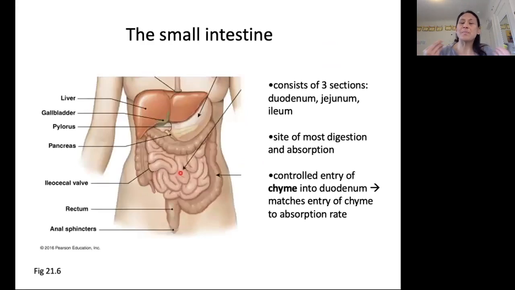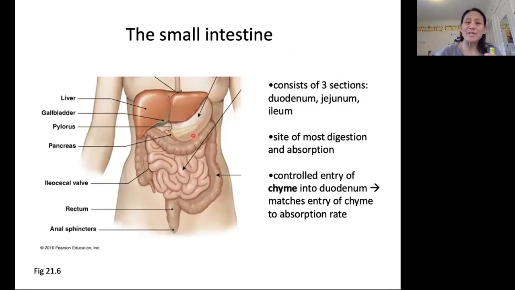Okay, so the small intestine consists of three main sections in order going from the stomach. We have the duodenum, then the jejunum, then the ileum. The duodenum is pretty short, so it's just 25 centimeters. And then the rest of the small intestine is the jejunum and ileum. So that makes up about 260 centimeters.